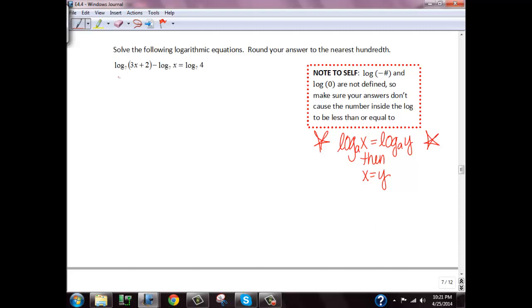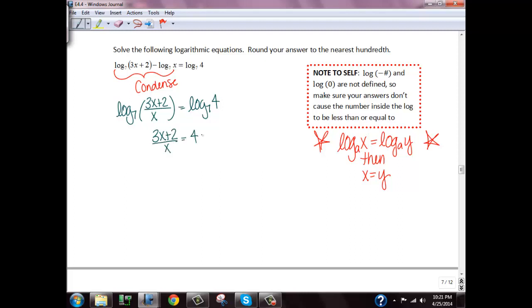So looking at this example, the first thing I need to do here is condense. In order to condense, subtraction becomes division. So I'm going to write these two log terms as one log term combined. The positive term's inside number goes on top, and the term being subtracted, its inside number goes on bottom. So I get log base 7 of (3x plus 2) over x equals log base 7 of 4. And now that I don't have any coefficients and I have just one log term on both sides, I can drop the logs, which says that (3x plus 2) over x equals 4.